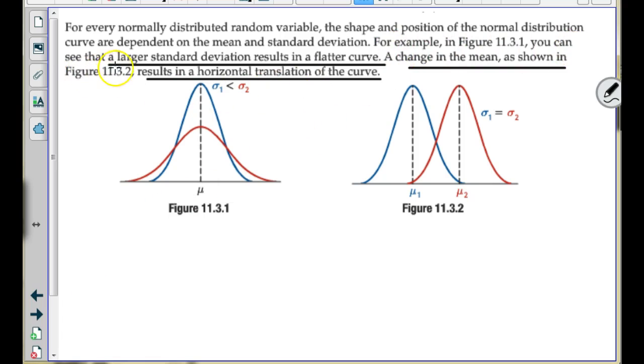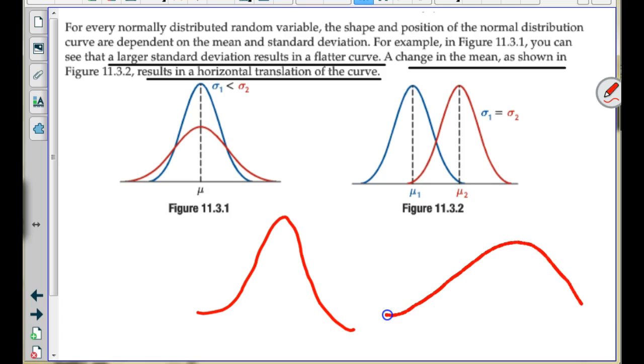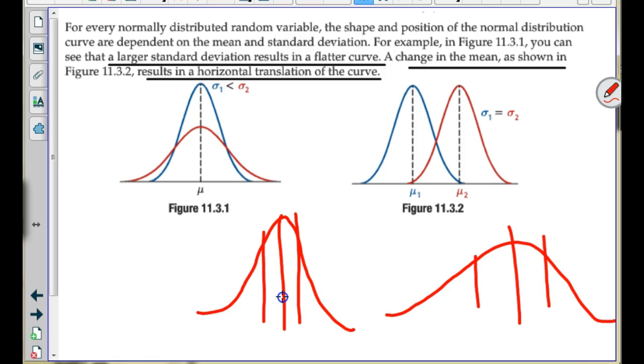But you can see a larger standard deviation results in a flatter curve. So the standard deviations are how far out you're going each way. So when instead of a whole bunch of data in the middle, if it's spread out more like this, this means the standard deviation is bigger. This means the standard deviation was very small. It's all lumped together. Remember when we talked about that yesterday? Smaller standard deviation means the data is closer together.